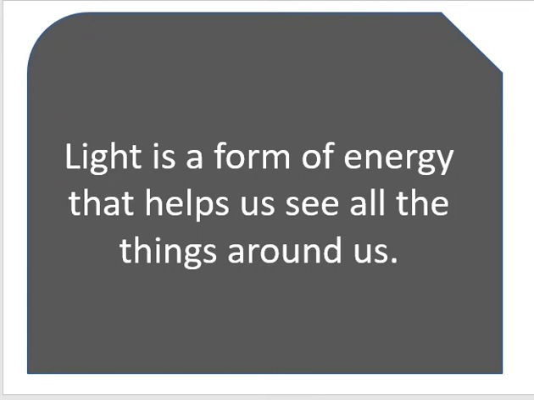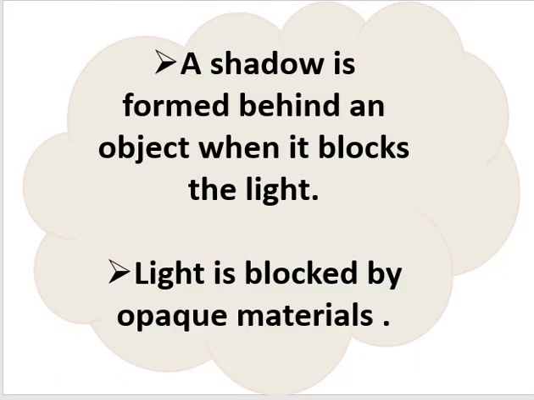Now, what is light? Like we said last week, light is a form of energy that helps us to see things around us. Now, a shadow is formed behind an object when it blocks the light. We have a source of light, we have an object, and we have a shadow. So the source of light shines on the object, and the object blocks the light, and then you notice a shadow.